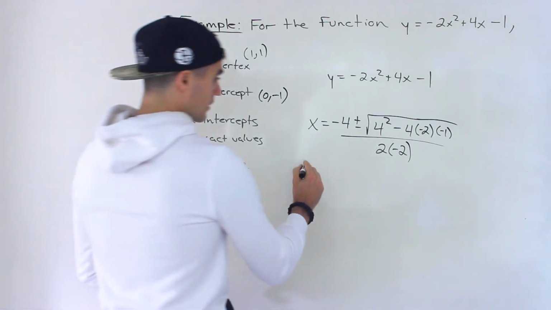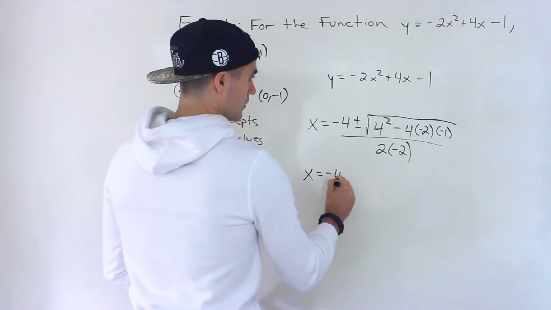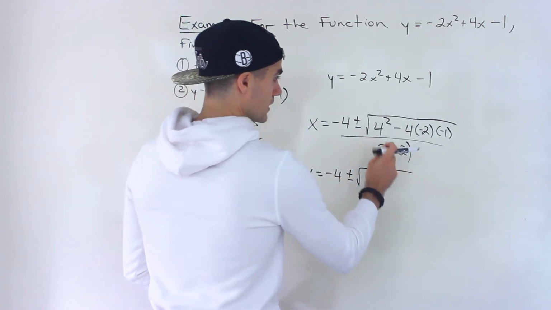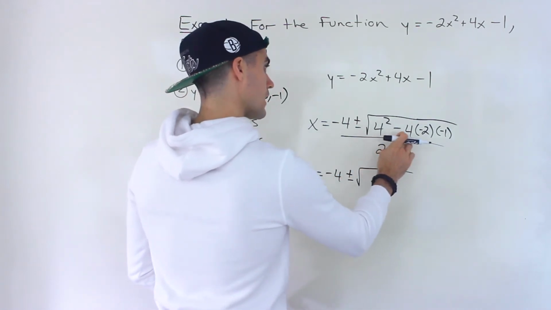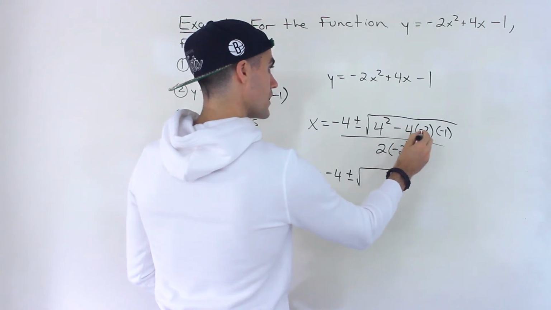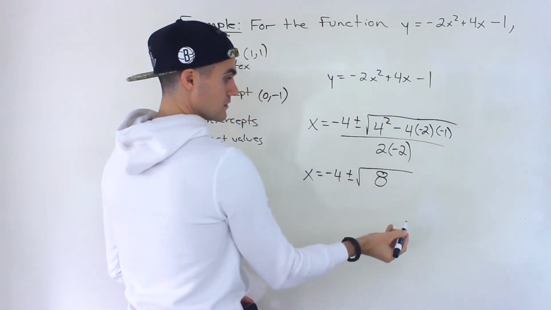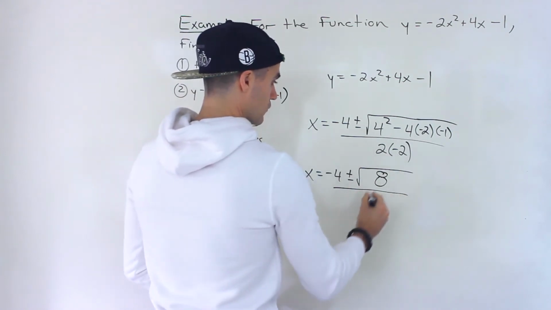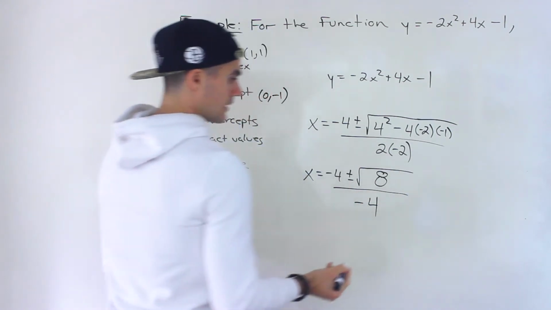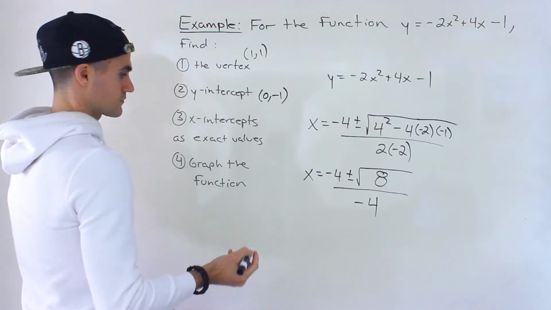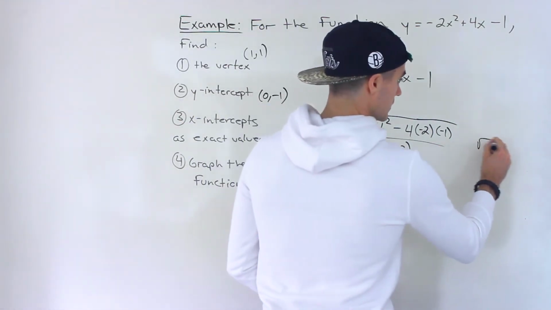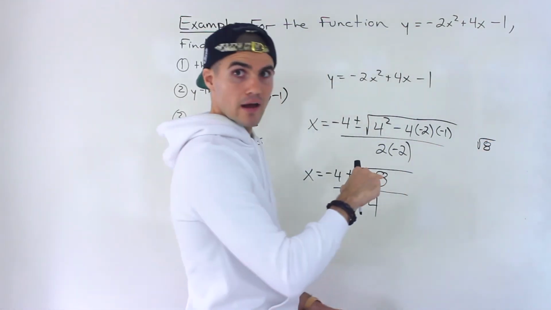And then from here, what would happen is we'd end up with 16. This would be +8 minus 8, so we'd have 16 minus 8, which is just 8. And then we'd have over here -4 in the bottom. Now √8, that actually simplifies.